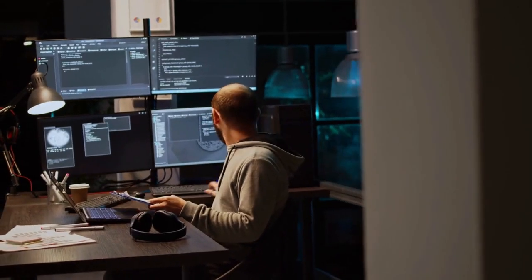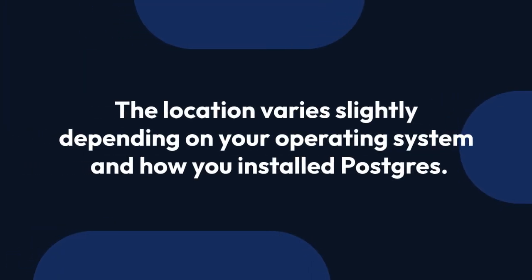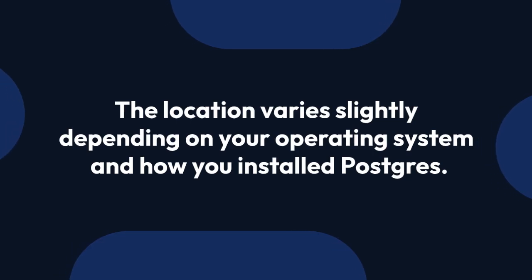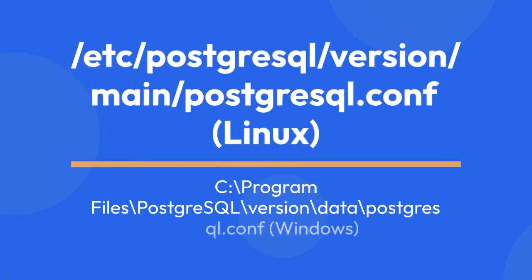This is the primary configuration file for your Postgres installation. The location varies slightly depending on your operating system and how you installed Postgres. Common locations include `/etc/postgresql/version/main/postgresql.conf` on Linux or `C:\Program Files\postgresql\version\data\postgresql.conf` on Windows.